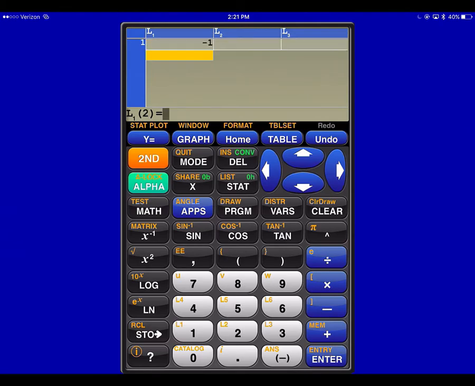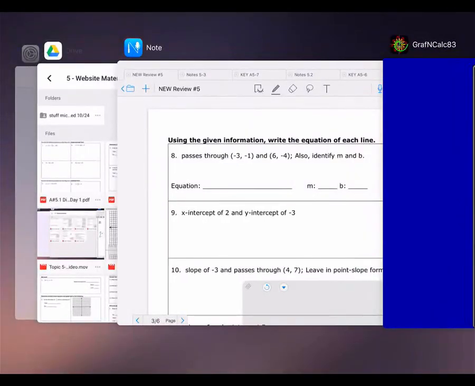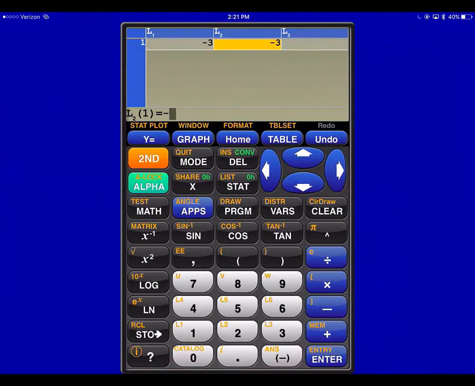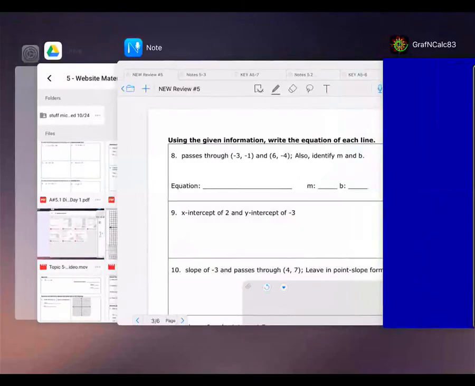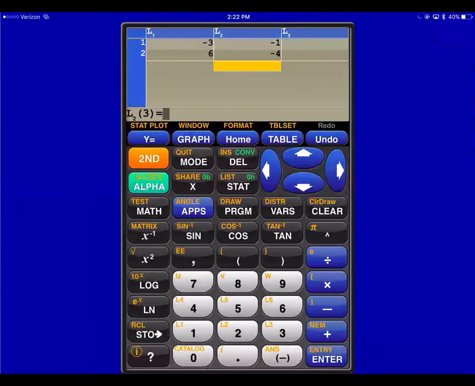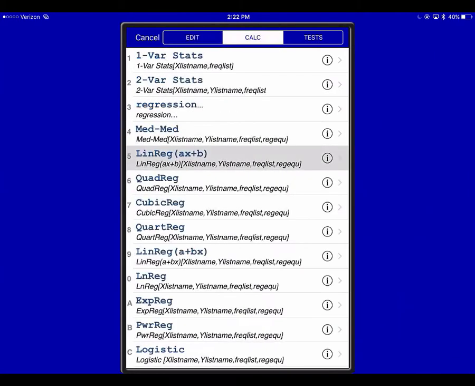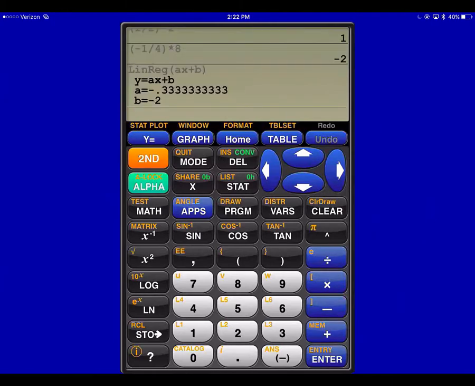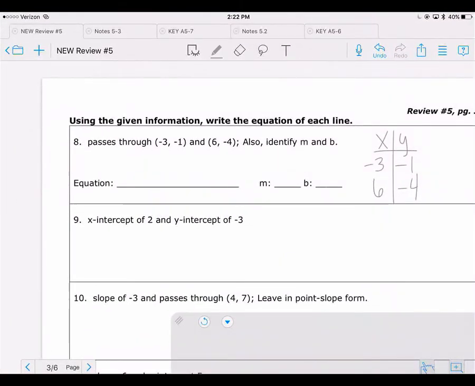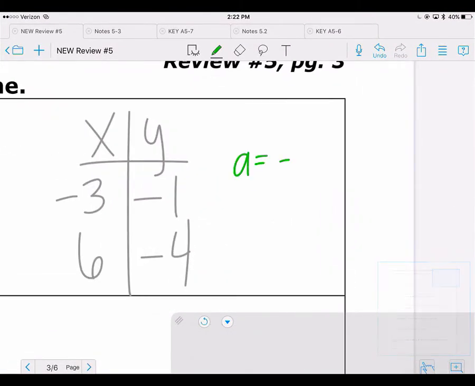My point is -3, -1, and 6, -4. Just double checking that I got it right. So -3, -1, 6, -4. I will then go Stat Calc 4 and click Enter as many times as it takes. So I have A was -0.3 repeating, which is -1/3, and B is -2.